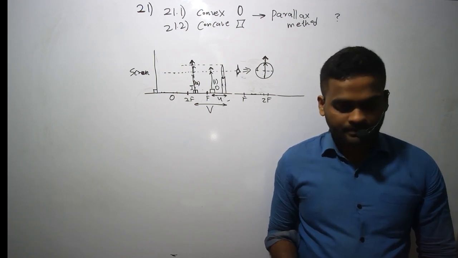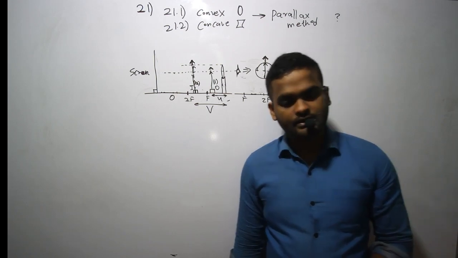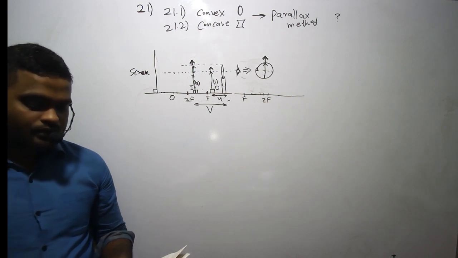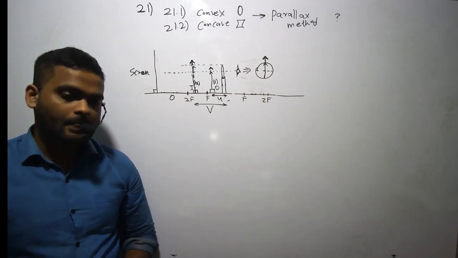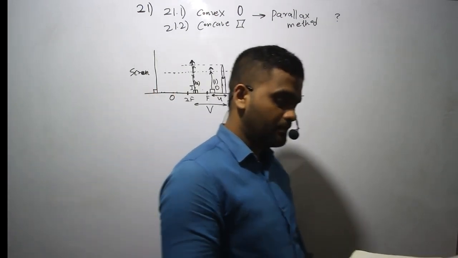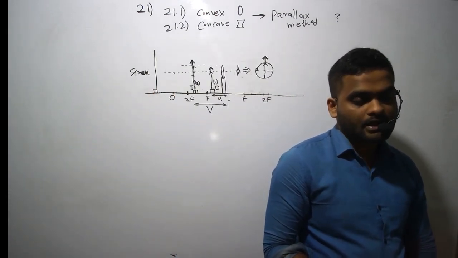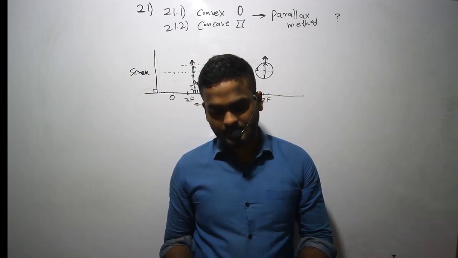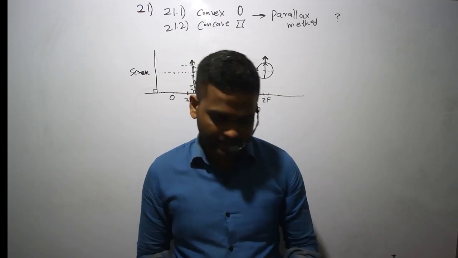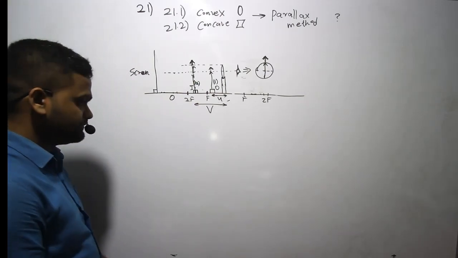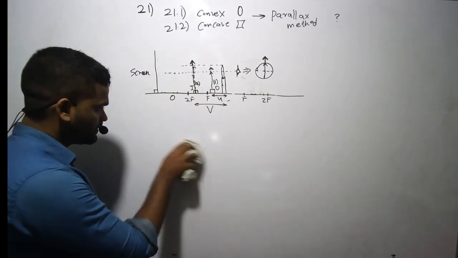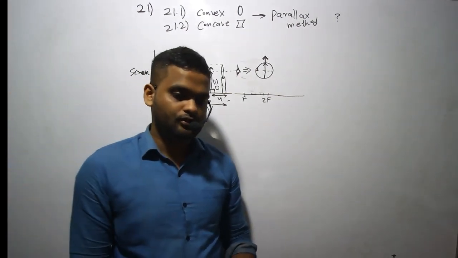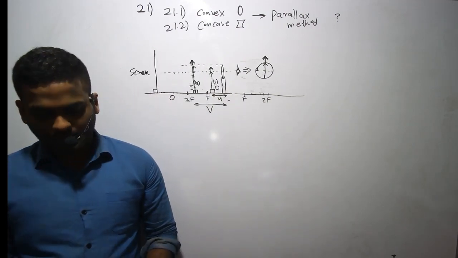Then the second point: the screen is used to see the upper part of pin 2 clearly.